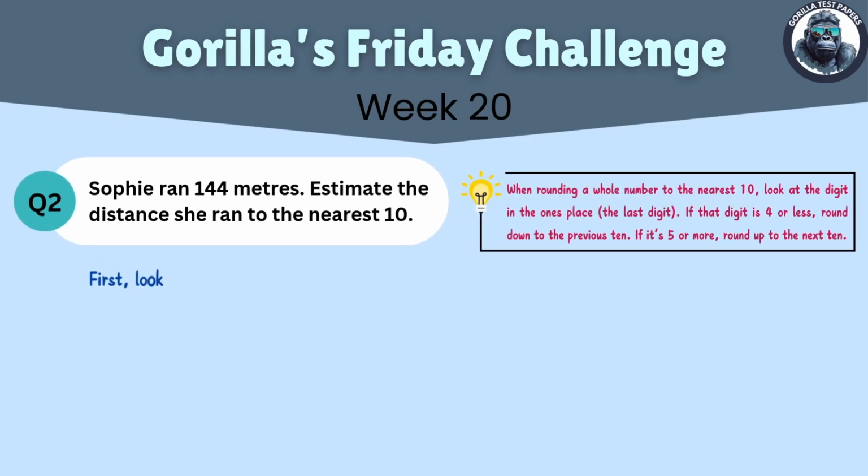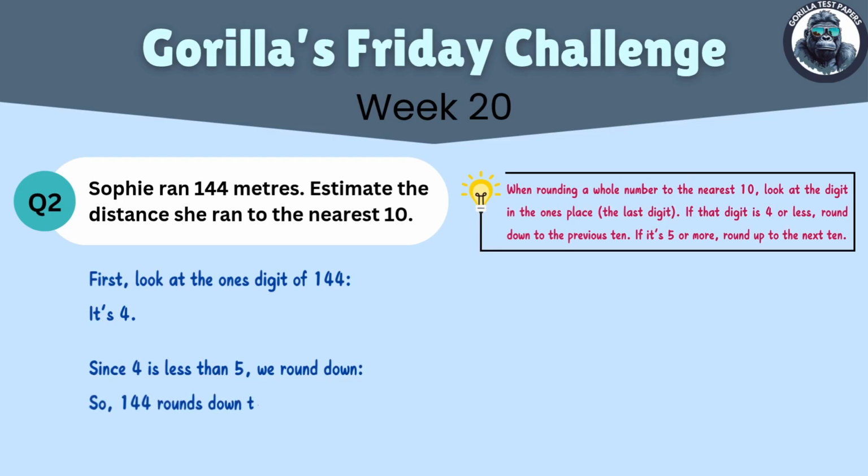First, we want to look at the ones digit of 144, which is 4. And since 4 is less than 5, we round down to the previous 10. So therefore, 144 rounds down to 140. This is the answer for this question.